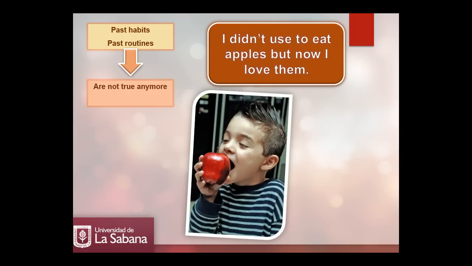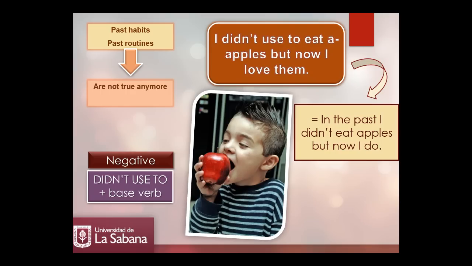We can also use this structure in negative sentences. For example, I didn't used to eat apples, but now I love them. This sentence means that in the past, I didn't eat apples at all, but now I do. Once again, we are talking about a past habit that is not true anymore. Notice that in negative sentences, after didn't, we need the base form of the verb to use.